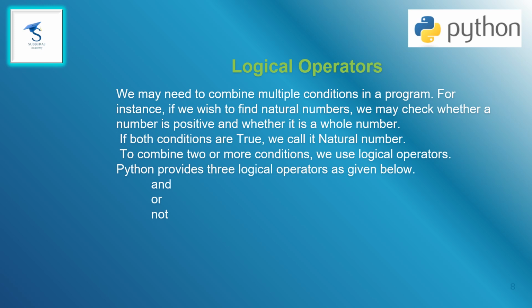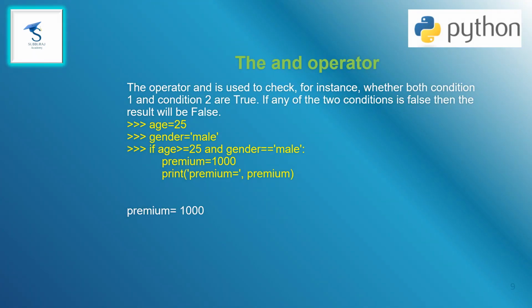Python provides 3 logical operators: and, or, and not. What is the AND operator? If there are 2 conditions, the outcome will be true only if both conditions are true. If either is false, the outcome will be false. Suppose there are 2 conditions A and B. If A is false and B is true, the outcome is false. If both are true, the outcome is true. If both are false, the outcome is false.